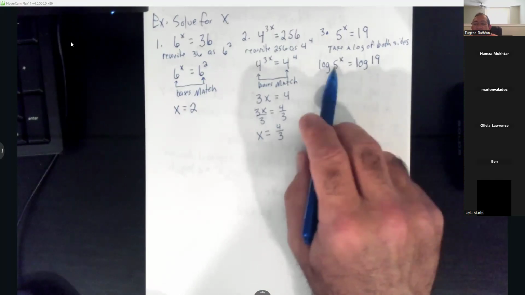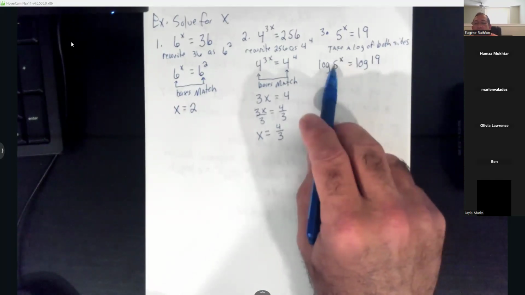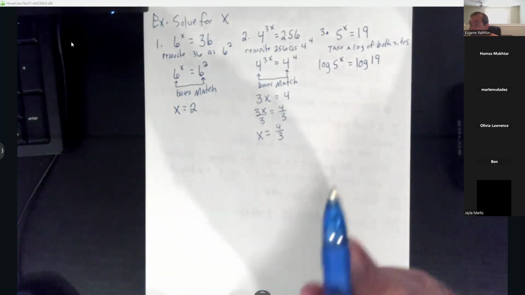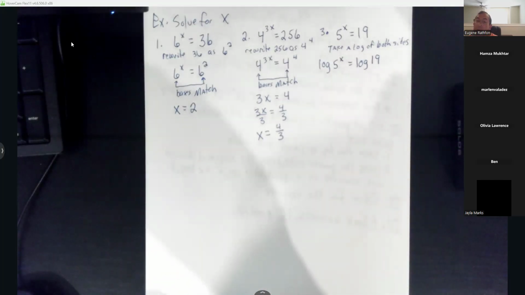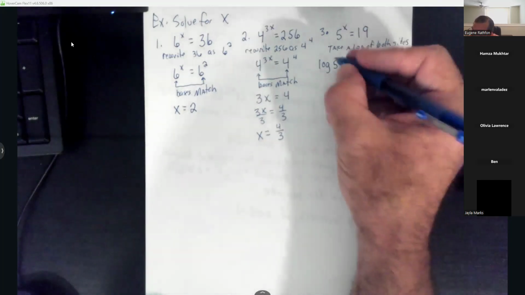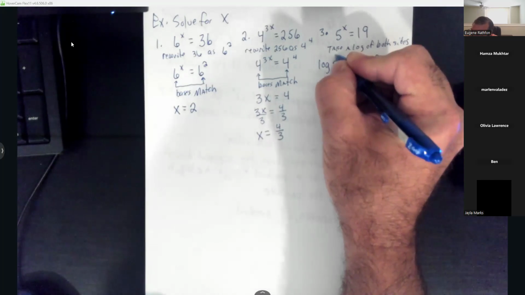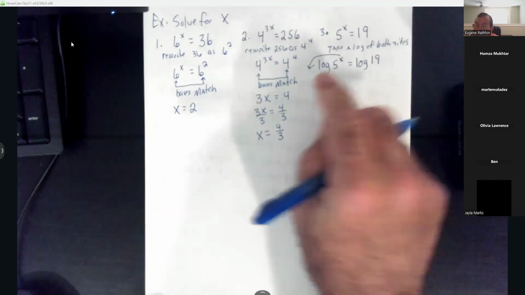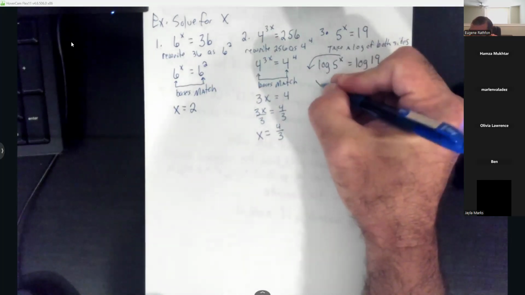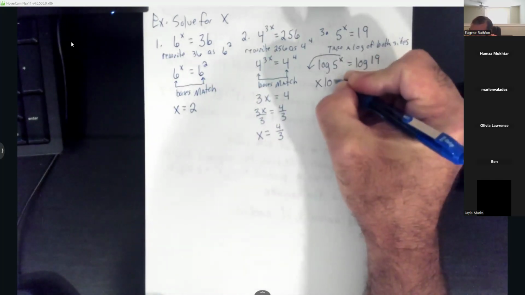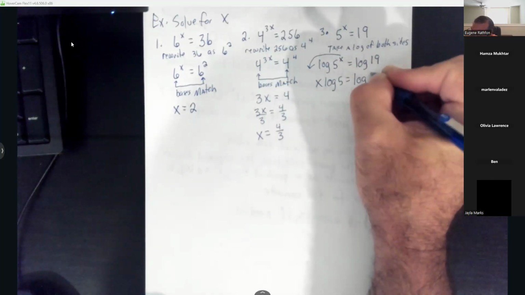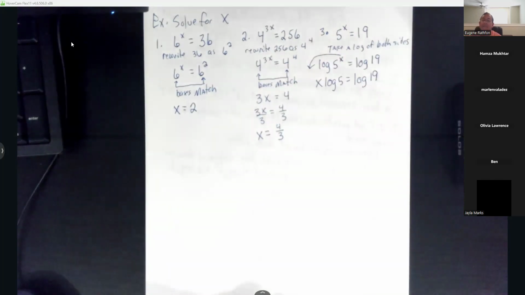All right, y'all, so let's see. At this point, once we took the log of both sides, I said we're going to invoke the power rule and bring those exponents down. Well, the only exponent we're worried about is the x. So we need to take that x, bring it down to the front, and write this side as a product of x times log 5. That's going to equal the log of 19.